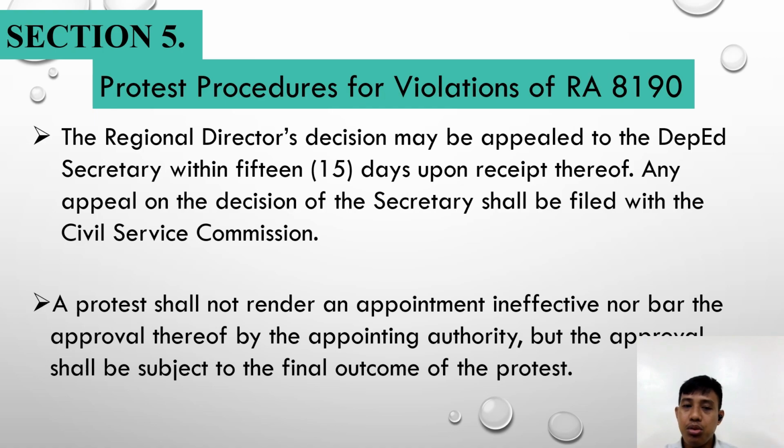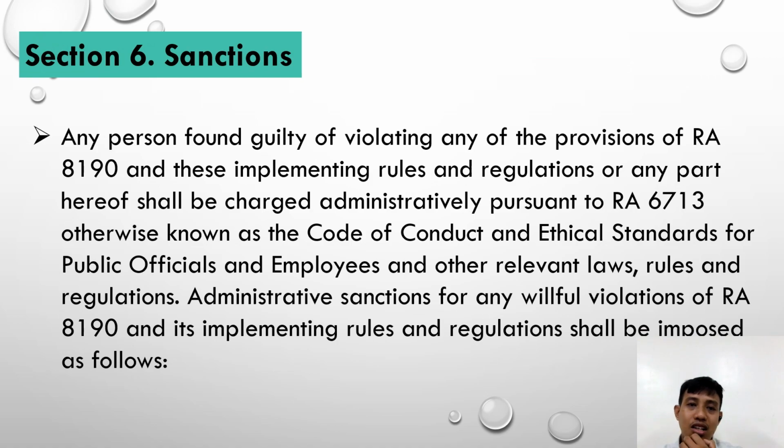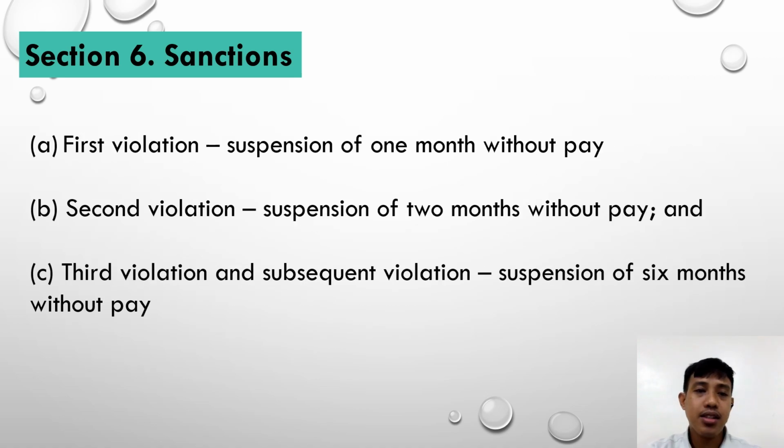So let's go to Section 6, which is the sanction. Any person found guilty of violating any of the provisions of RA 8190 and this implementing rules and regulations, or any part hereof, shall be charged administratively pursuant to RA 6713, otherwise known as the Code of Conduct and Ethical Standards for Public Officials and Employees, and other relevant laws, rules, and regulations. Administrative sanctions for any willful violation of RA 8190 and its implementing rules and regulations shall be imposed as follows. First violation, suspension of 1 month without pay.